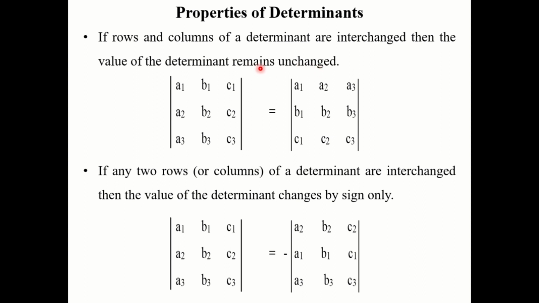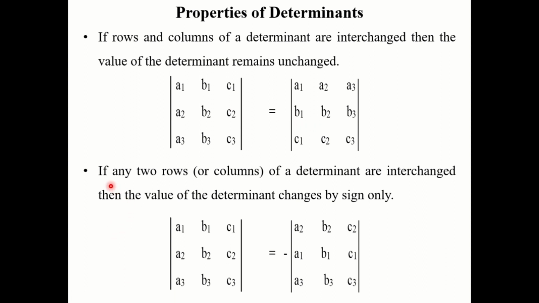If rows and columns of a determinant are interchanged, then the value of the determinant remains the same. You can see A1, B1, C1, A2, B2, C2, A3, B3, C3. This is the determinant when we interchange rows into columns. This A1, B1, C1 is the first row, here it will be the first column. A2, B2, C2 is the second row, it will be the second column. A3, B3, C3, the third row, will be the third column. Then the value of the determinant is the same or unchanged.